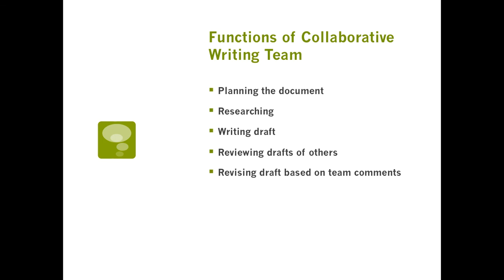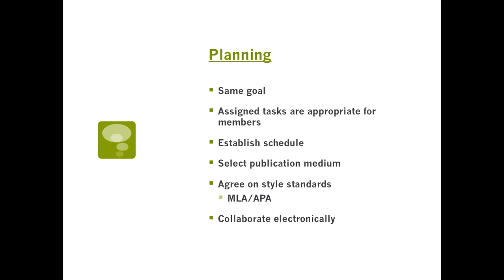Okay, revising drafts based on team comments. So getting the feedback from our peers and making the appropriate changes. So these are typically the things that you do. Okay, in the planning stage, the assumption here is that we have the same goal and that we're giving tasks that are appropriate for our members. So if we have someone who's math-minded, we're probably giving them the budget. If we have someone who's really good at tight copy, maybe we're giving them the executive summary. So really thinking about what our team has to offer and utilizing their skill set.